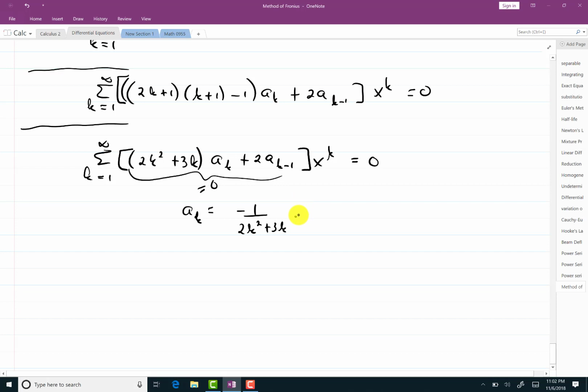times 2a sub k minus 1. So let me do another little thing here. A sub k will equal negative 2 all over. I'm going to factor a k out of these, and I'll get k times 2k plus 3 times a sub k minus 1.